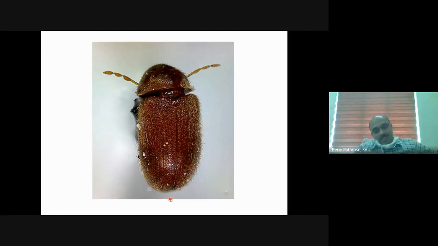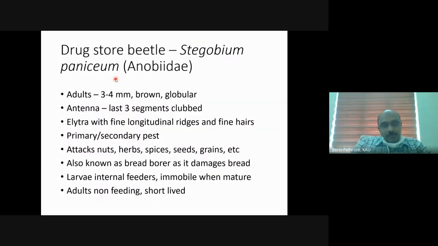I think now you may appreciate it is globular in nature. It's not elongated. Elytra covered with fine hairs. The last three segments are clubbed. It is not serrate. This is the way we identify Lasioderma and Stegobium. We need a microscope, but in a microscope we can easily distinguish between Lasioderma and Stegobium. And rest all characters are the same.